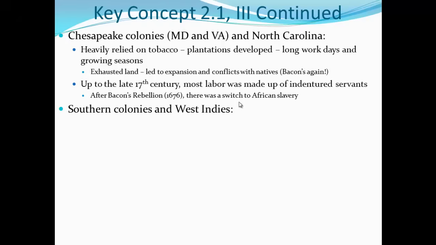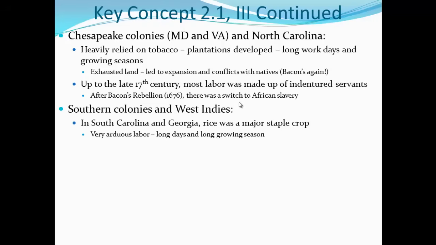The southern colonies and the West Indies, this is where farming was really, really hard. In South Carolina and Georgia, rice was a major staple crop, and this was very arduous labor. There were long days and long growing seasons. You would be in about a foot or two of water growing. It was just long days, hot weather, wet, and not fun whatsoever. Many white laborers refused to work in the rice fields, and this led to an increase in slave labor as well.